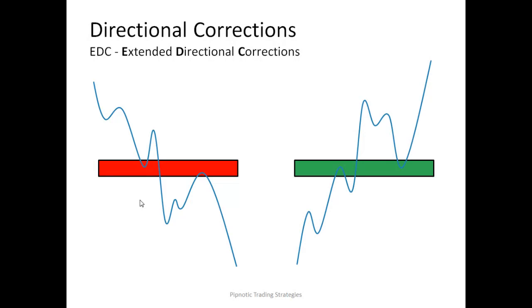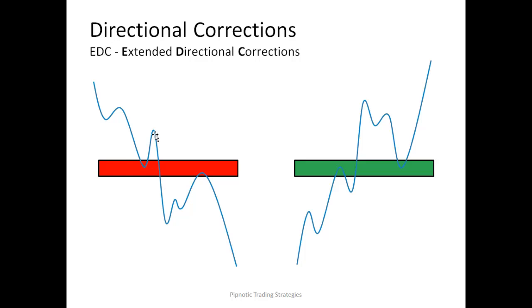Then we have EDC, extended directional corrections, where price moves, as an example, down to this level here, and then price perhaps stalls at this level for a period of time, or maybe it doesn't stall, and then all of a sudden there's a very strong move through the level. This strong move through the level will create a price imbalance, which is this. And price imbalances normally get filled before price will continue.